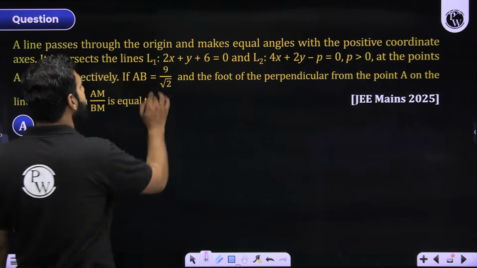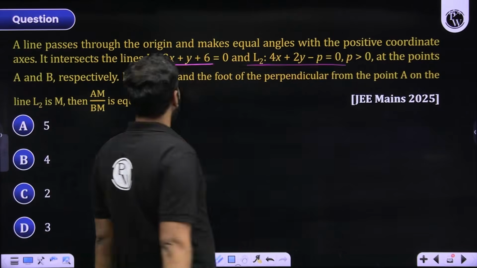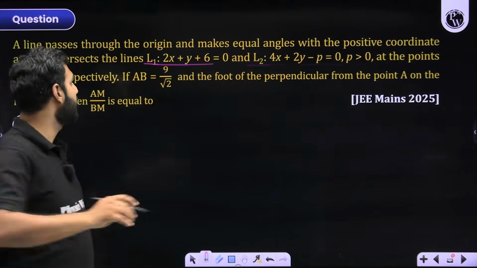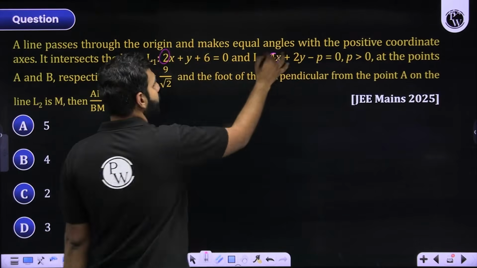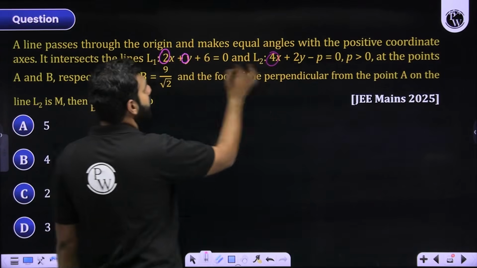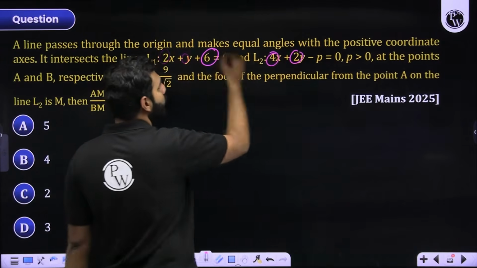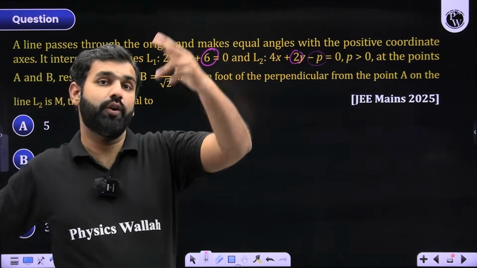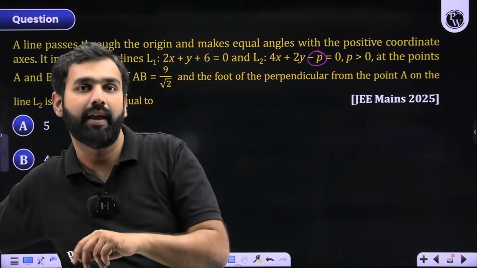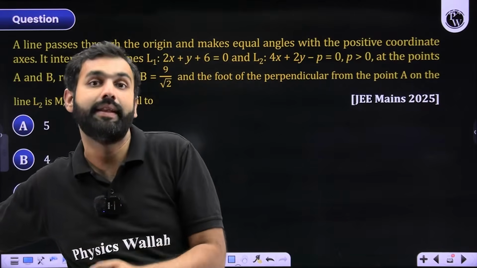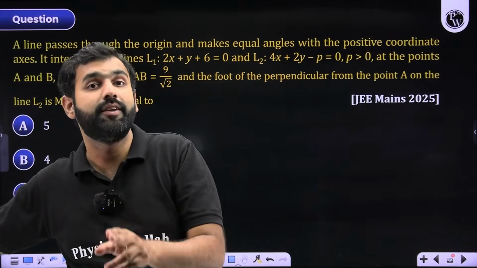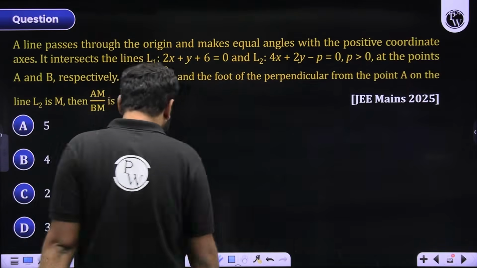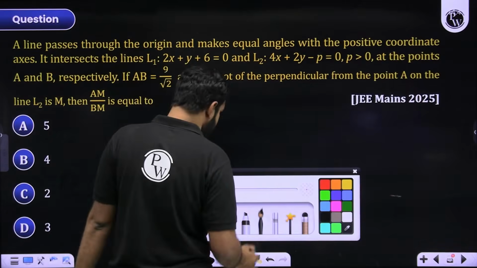For example, look at the lines L1 and L2. Do you not remember something we have just discussed? L1 and L2. Do you remember? 2 upon 4, 1 by 2, 1 by 2, 1 by 2. And this we don't know. But what I know is that these two lines are different, but the ratio of their coefficients of x and y is the same. A1 upon A2 is equal to B1 upon B2. And in that case, what do we know? That the lines must be parallel. Do you remember that?